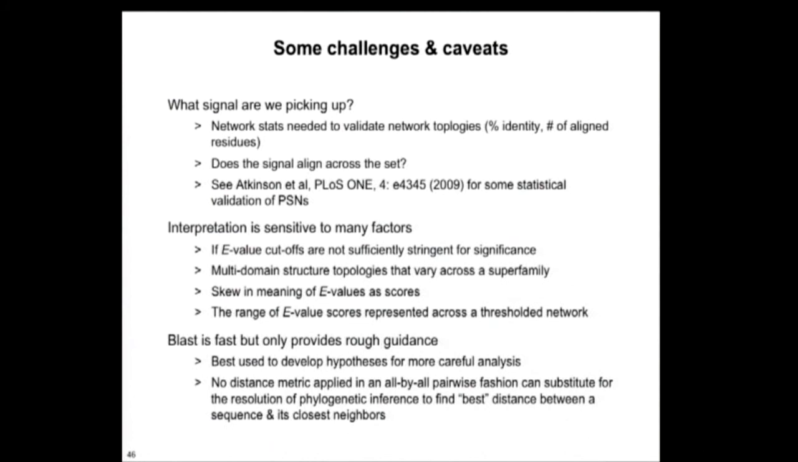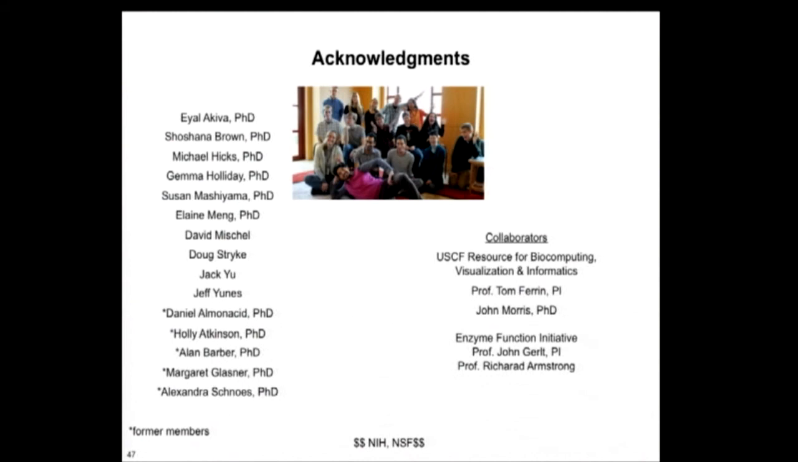Interpretation is sensitive to many different factors. Especially, there are a lot of scores represented in those edges across our networks, and we could certainly do weighting of the edges to use heavier lines or something like that, but the simplicity of these representations is part of what makes them so useful to biologists in developing new hypotheses. BLAST is fast, but it's really only the beginning of a hypothesis, and that's something I want to emphasize.